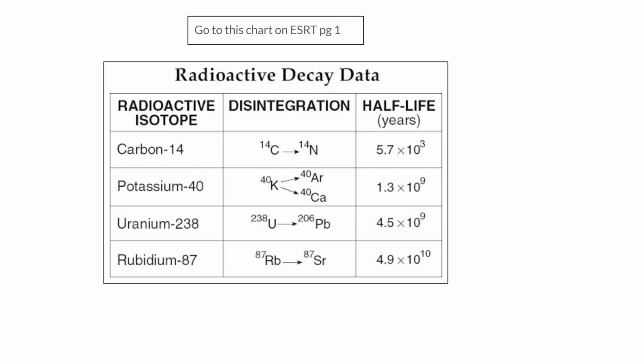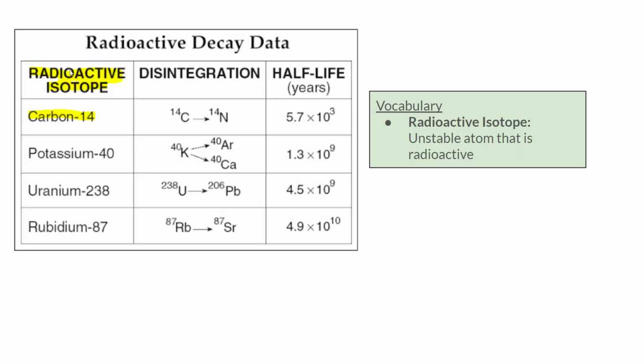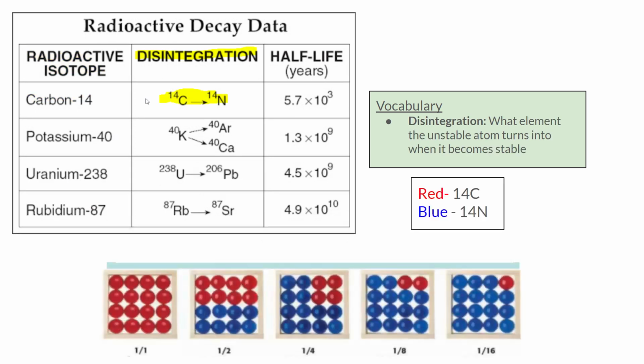So, go to your reference table, page 1, and you'll find this chart called radioactive decay data. What this is showing you is radioactive isotopes. A radioactive isotope is an unstable atom that is radioactive. So we have carbon 14, potassium 40, uranium 238, and rubidium 87. These are all radioactive isotopes that want to become stable. Now, the second column shows the disintegration product, meaning what element the unstable atom turns into when it becomes stable.